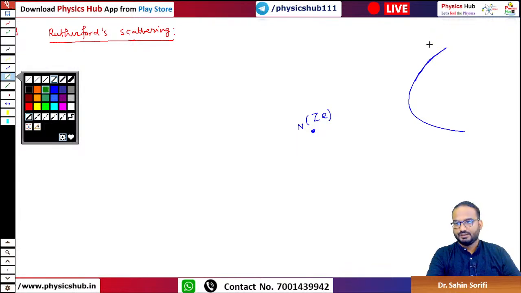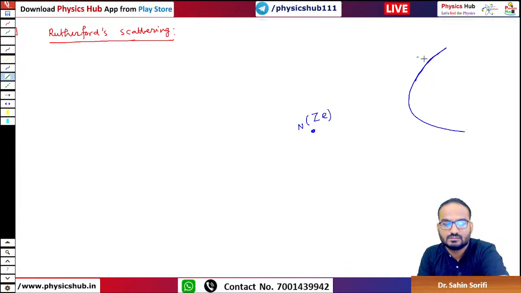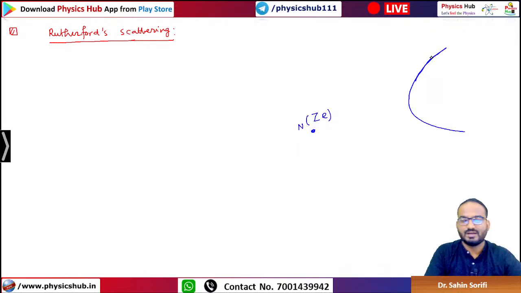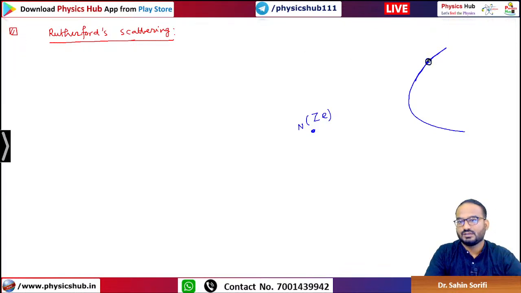Okay, so your alpha particle or any particle, we are not specifying what exactly it is, let's say any projectile. The projectile has atomic number, let's say small z, so its charge will be z times e. It is going like this and getting scattered by this nucleus. This is your nucleus and this is your projectile.